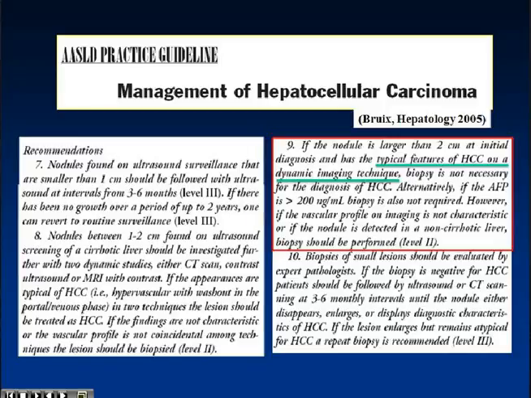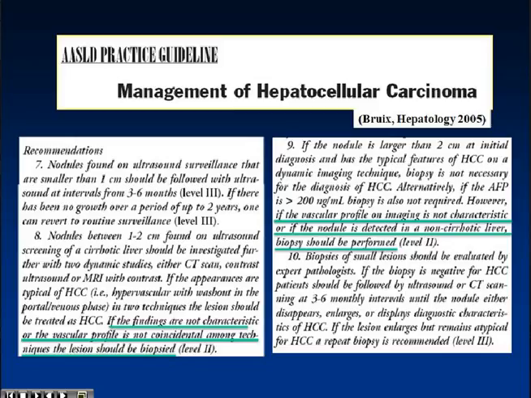What should we do with the nodules which do not have the typical profile? They should be biopsied. If the findings are not characteristic, if the vascular profile is not coincidental among techniques, the lesion should be biopsied, either whether it is between 1 and 2 centimeters or more than 2 centimeters.